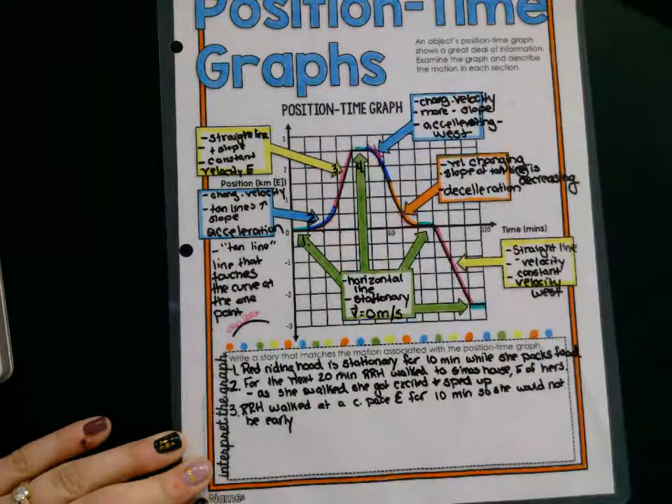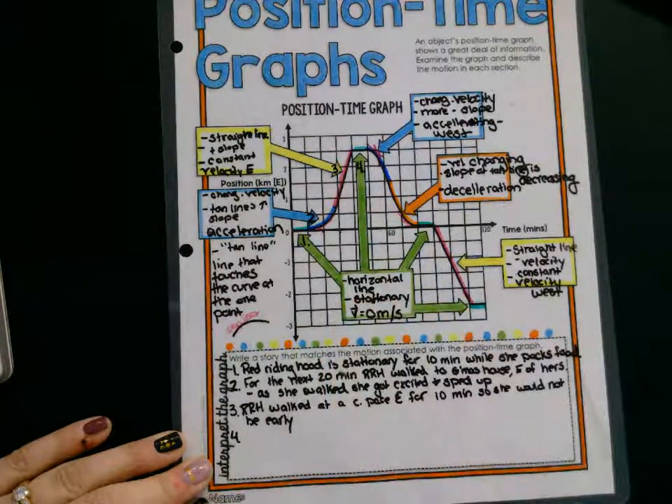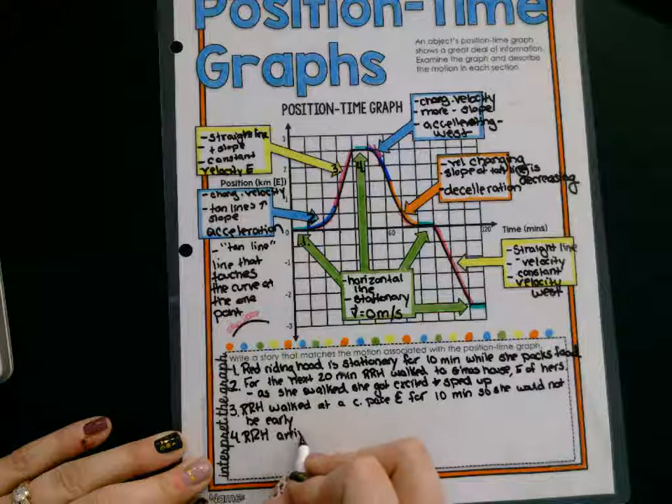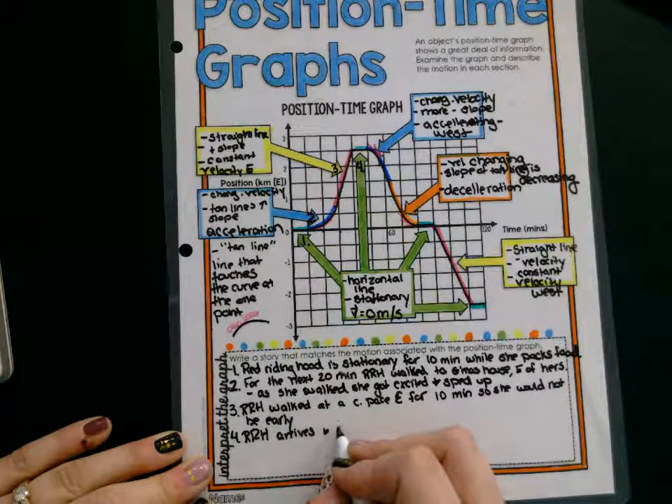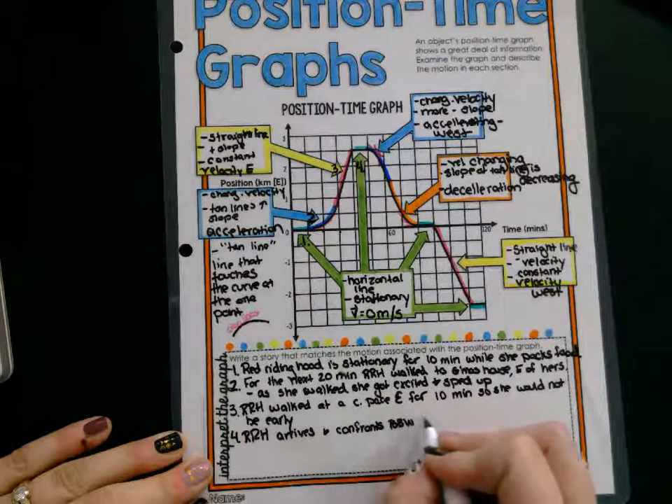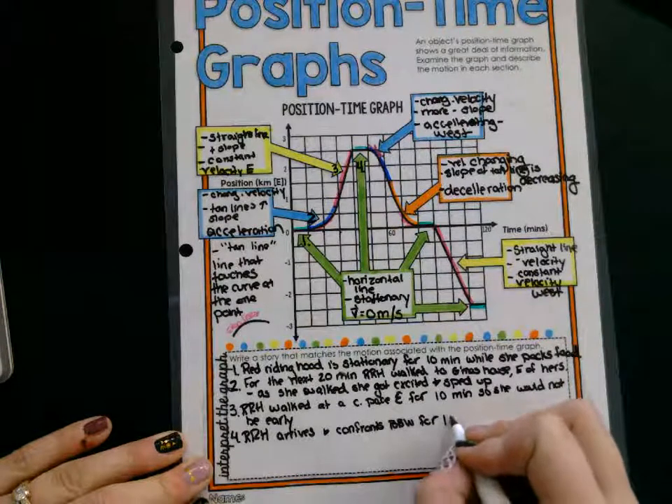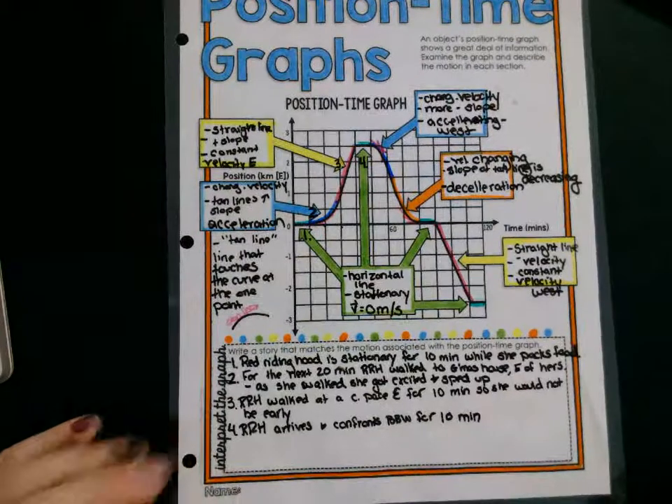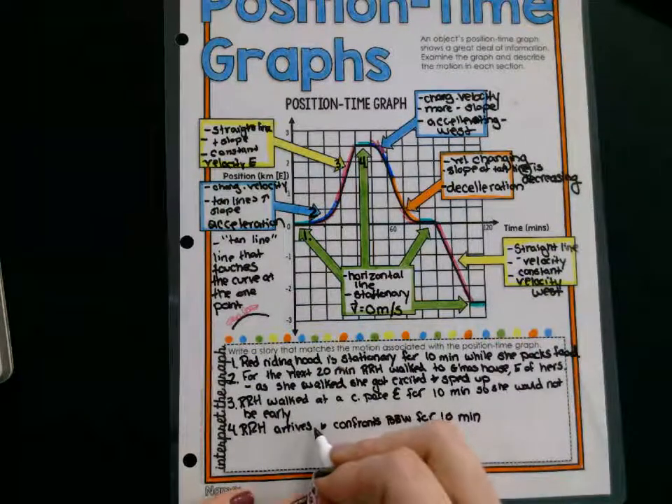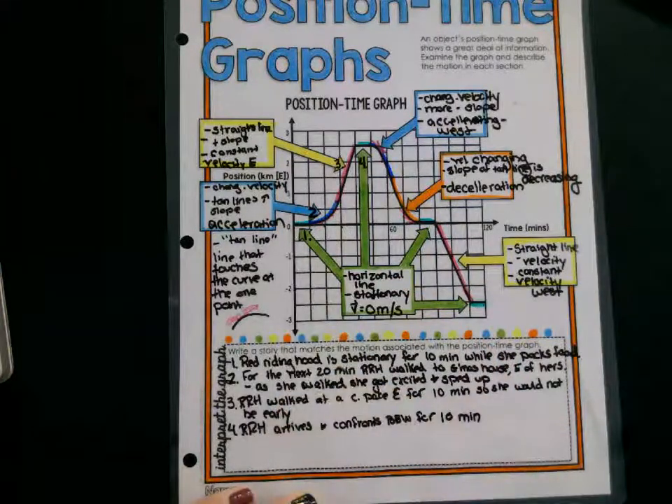Four. The fourth thing that happened is we were stationary again, and it looks like we were stationary again for 10 minutes. So Red Riding Hood arrives and confronts the big bad wolf for 10 minutes. But where is she stationary? She's stationary at 2.5 kilometers east of her house.